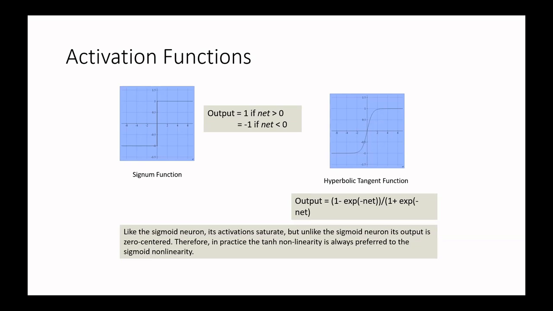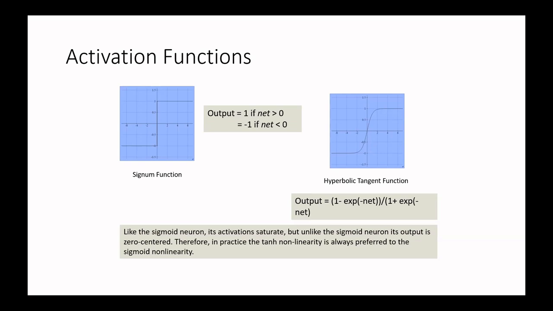And if you look at the corresponding function that you may want to use instead of the sigmoidal function, where the output will be in the interval of minus 1 to plus 1, then you can use what we call a hyperbolic tangent function. So that is shown in the slide here on the right-hand side.